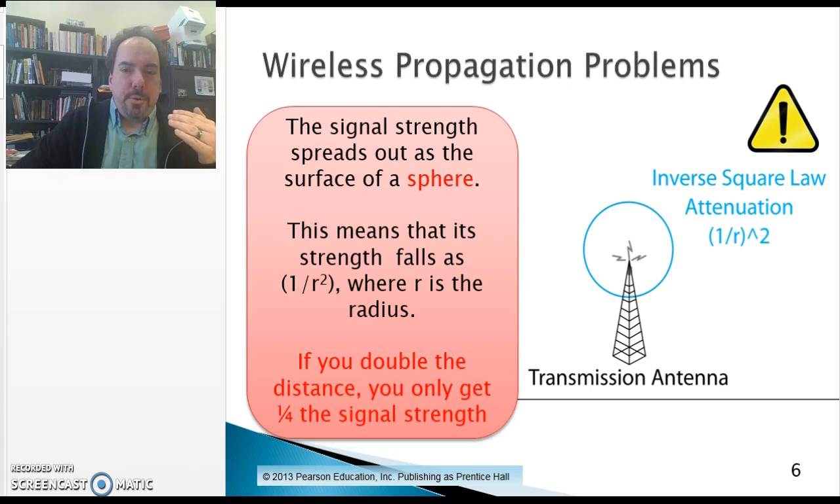I mentioned that wireless propagation, actually attenuation, is a much bigger problem with wireless than it is with a wired connection. That's because of this inverse square law attenuation. So I mentioned before, with a wired connection, it's linear and gets weaker and weaker. With wireless, it's a lot worse.